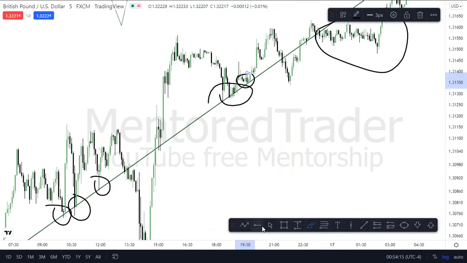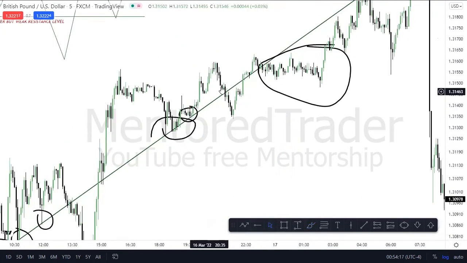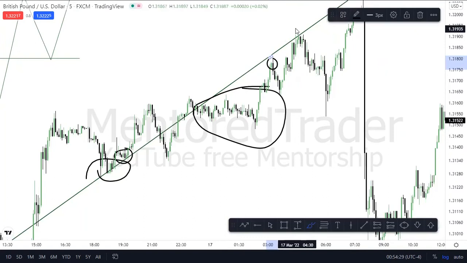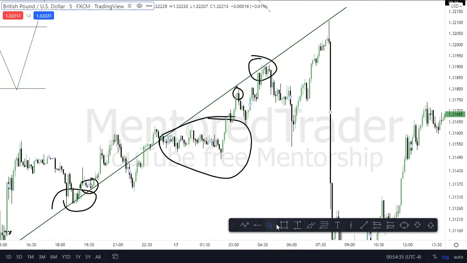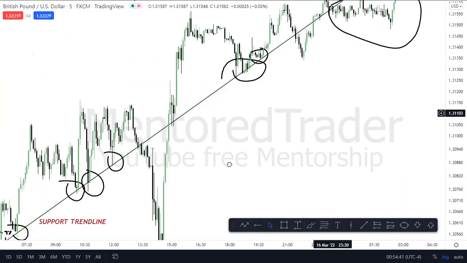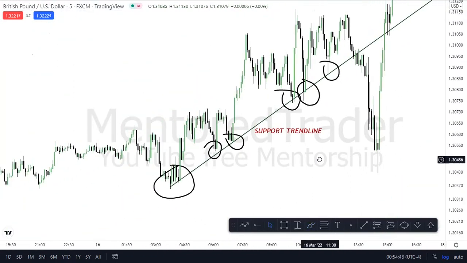After 8 attempts, it is breaking below here, down, okay? How do we confirm? We confirmed 1, okay? Then 2. Then 3 here. Okay? Support and resistance trend line.